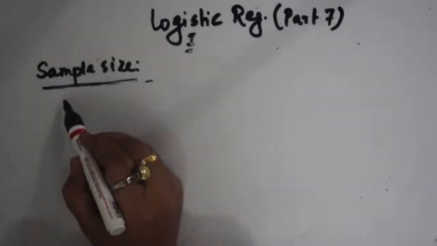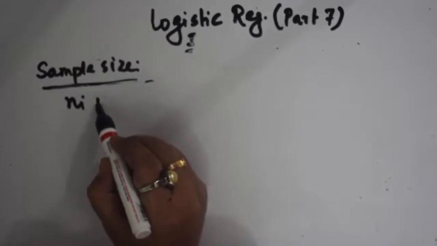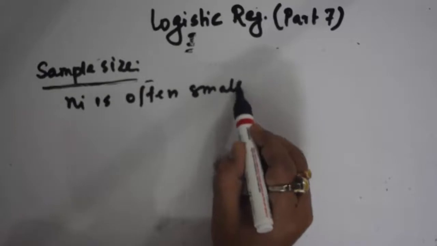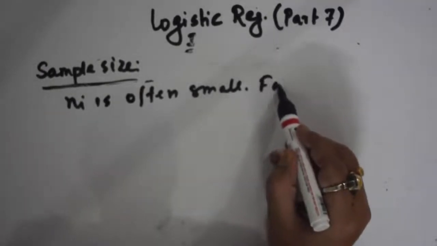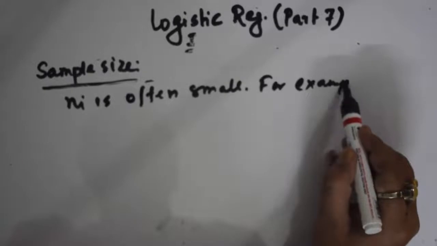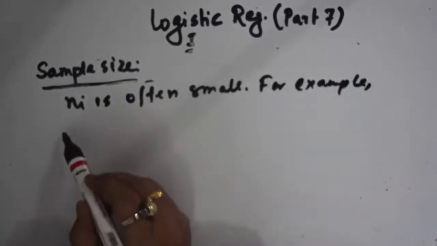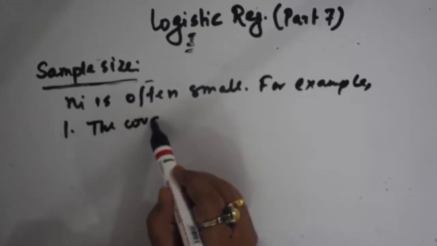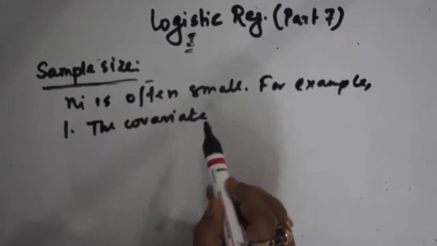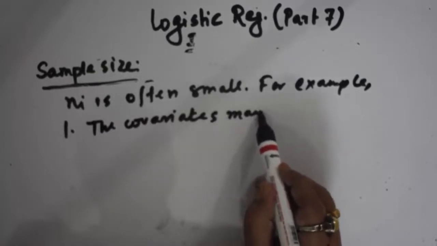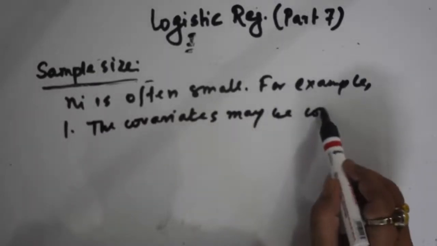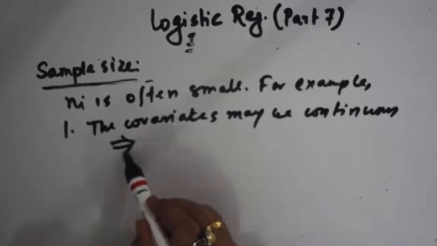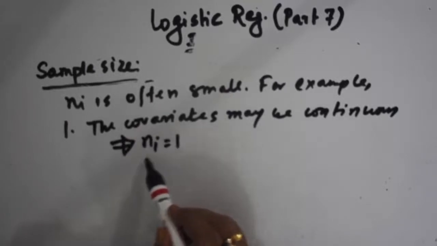However, n_i is often small. For example, the covariate or explanatory variable may be continuous. So this implies n_i should be 1.